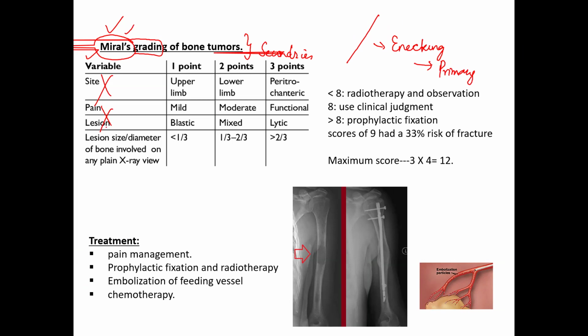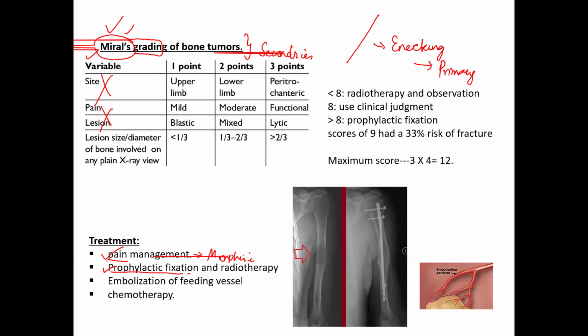So once you have diagnosed, you need to treat it. First you need to control the pain. How will you control the pain? We need to give liberal morphine. Morphine is the medicine we use for pain due to tumors. Then we need to go for prophylactic fixation. What is prophylactic fixation? Imagine a patient of breast cancer coming to the oncologist.